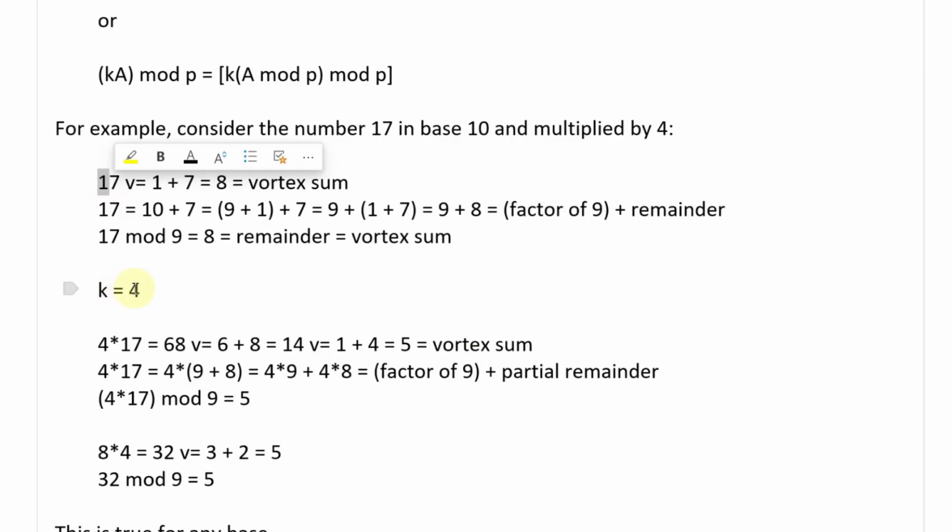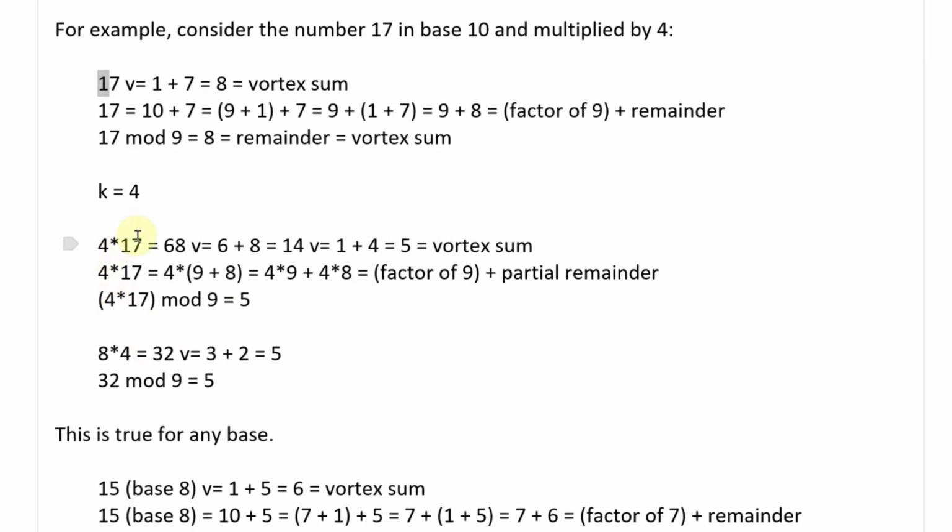But now we have K equals 4. We're going to multiply 17 by 4. So if we multiply 17 by 4, we get 68. V equals, then do the vortex sum: 6 plus 8 equals 14. Do that again. V equals 1 plus 4 equals 5, which is the vortex sum.